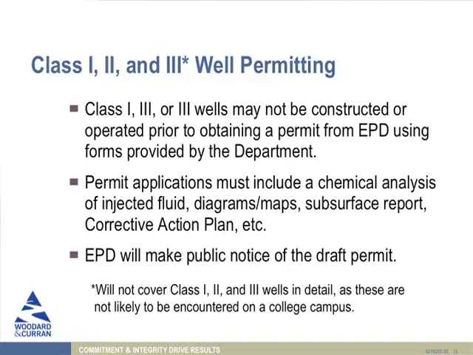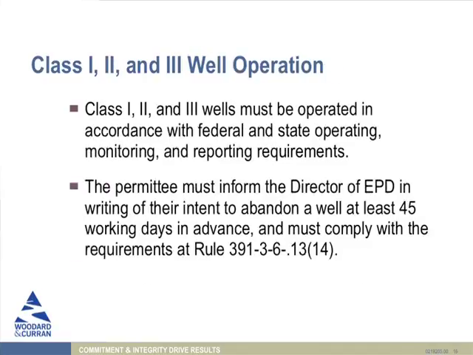And EPA will make public notice on the draft permit. So again, this is for Class 1, 2, or 3 wells, not the Class 5 wells. When you're operating a Class 1, 2, or 3 well, you have to operate in accordance with federal and state operating, monitoring, and reporting requirements. And you have to inform the EPD in writing of your intent to abandon the well 45 days in advance and then comply with all of the closure requirements.